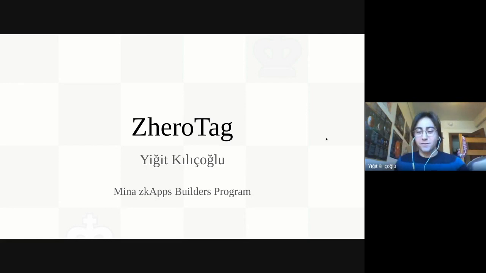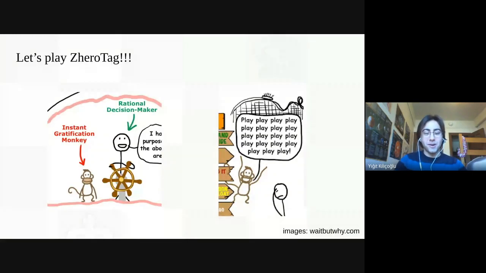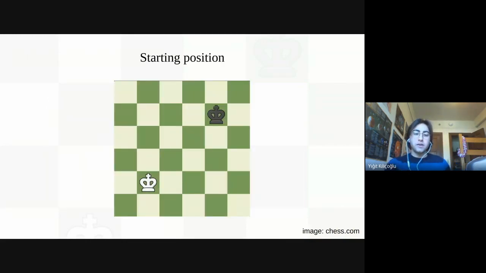I'm Yeet. I was working on this game called ZheroTag, which is a game that's based on zero knowledge proofs and something called multi-party computation. I personally really like the instant gratification monkey, so we will be straight up starting with the game itself. So let's play. It's a very basic setup.